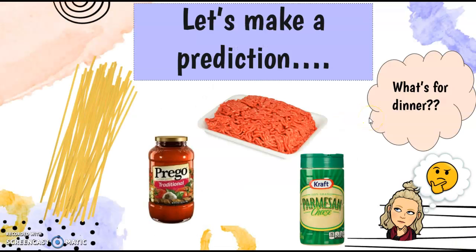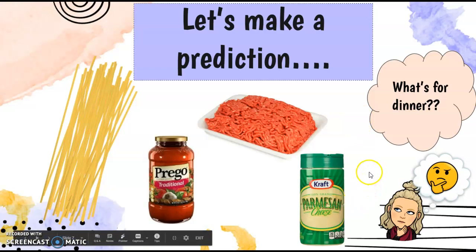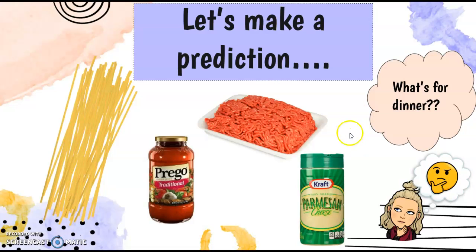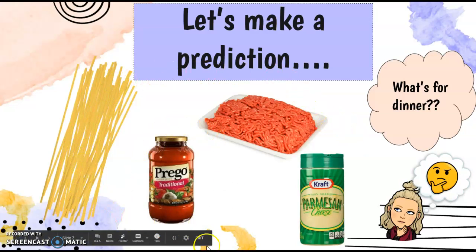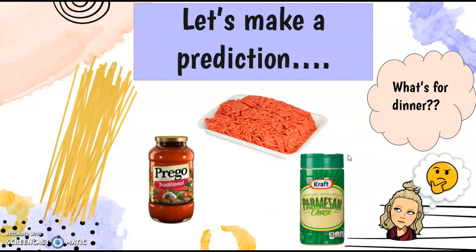So let's just start with this easy little visual prediction. We are trying to figure out what's for dinner. So here are the ingredients I have. I have some noodles. I have some sauce. I have some ground beef. This ground beef hasn't been cooked yet. That's raw ground beef. And then I have some Parmesan cheese. I wonder what's for dinner. I want you to look at all of these ingredients and think about what I might be making for dinner tonight.